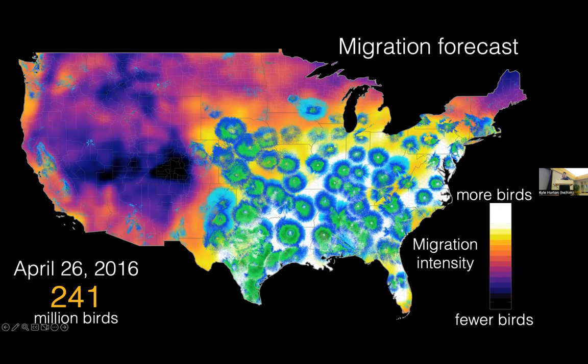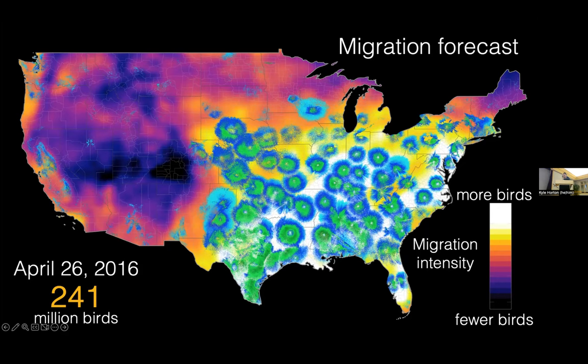One of the powerful things from these forecasts that we quickly learned is that we can also take the number of birds and try to estimate how many birds are taking flight across the US on a given night. So on this night, we're predicting 241 million birds filling the airspace across the US. So just massive numbers, right?